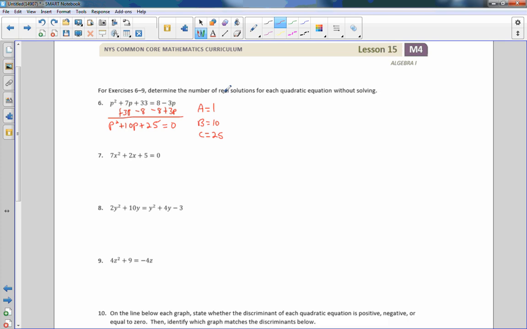Now what they're saying here is determine the number of real solutions without solving. So what they mean is in the quadratic formula, x equals negative b plus or minus the square root of b squared minus 4ac all over 2a. I'm going to go back and show you the examples we've done.